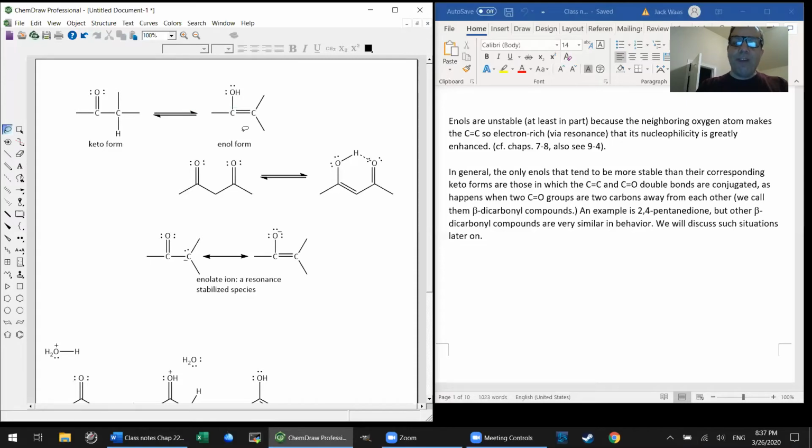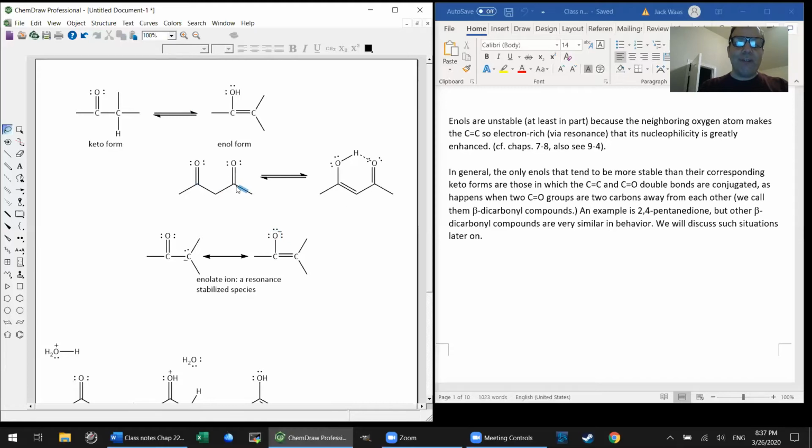And depending on what else is attached here, there will be some percentage of the enol form in solution as well. The only cases where the enol forms are significantly more stable and begin to get up towards an equal amount to the keto form, maybe even more than the keto form in solution, is those compounds that have two carbonyl groups in a 1,3 position relative to each other. So 1,3 dicarbonyl compounds.